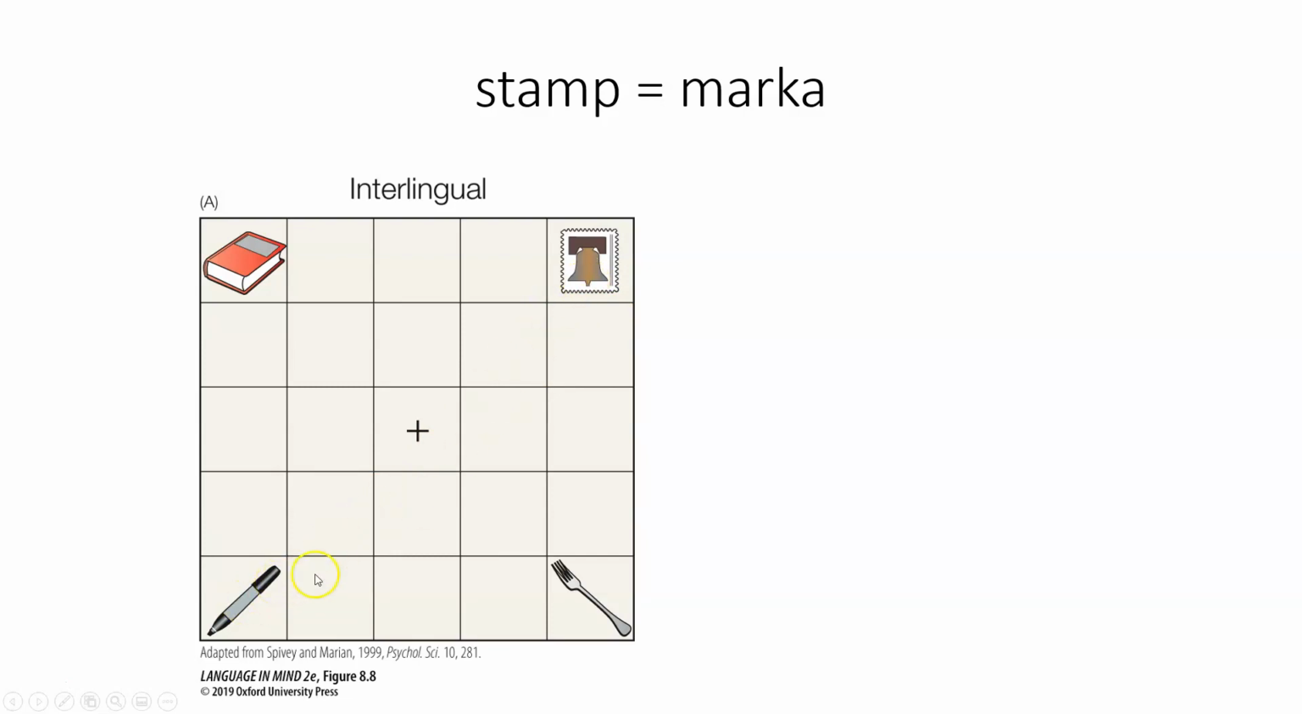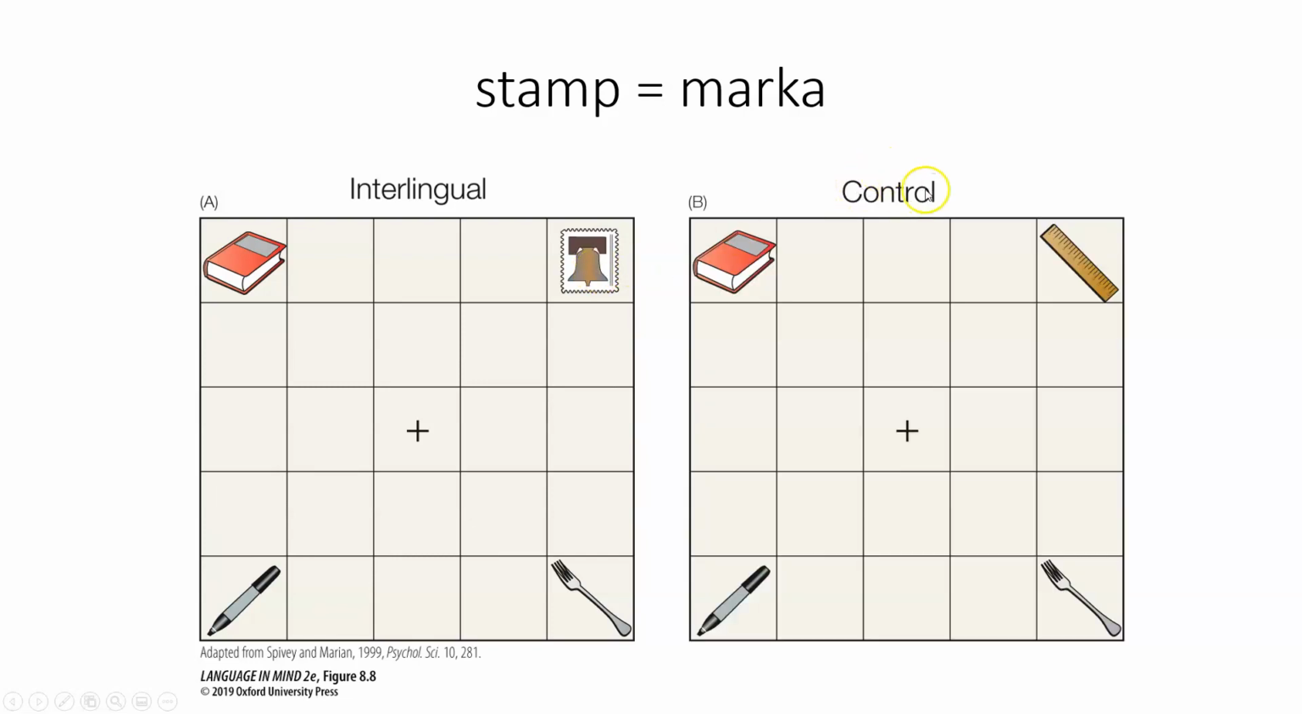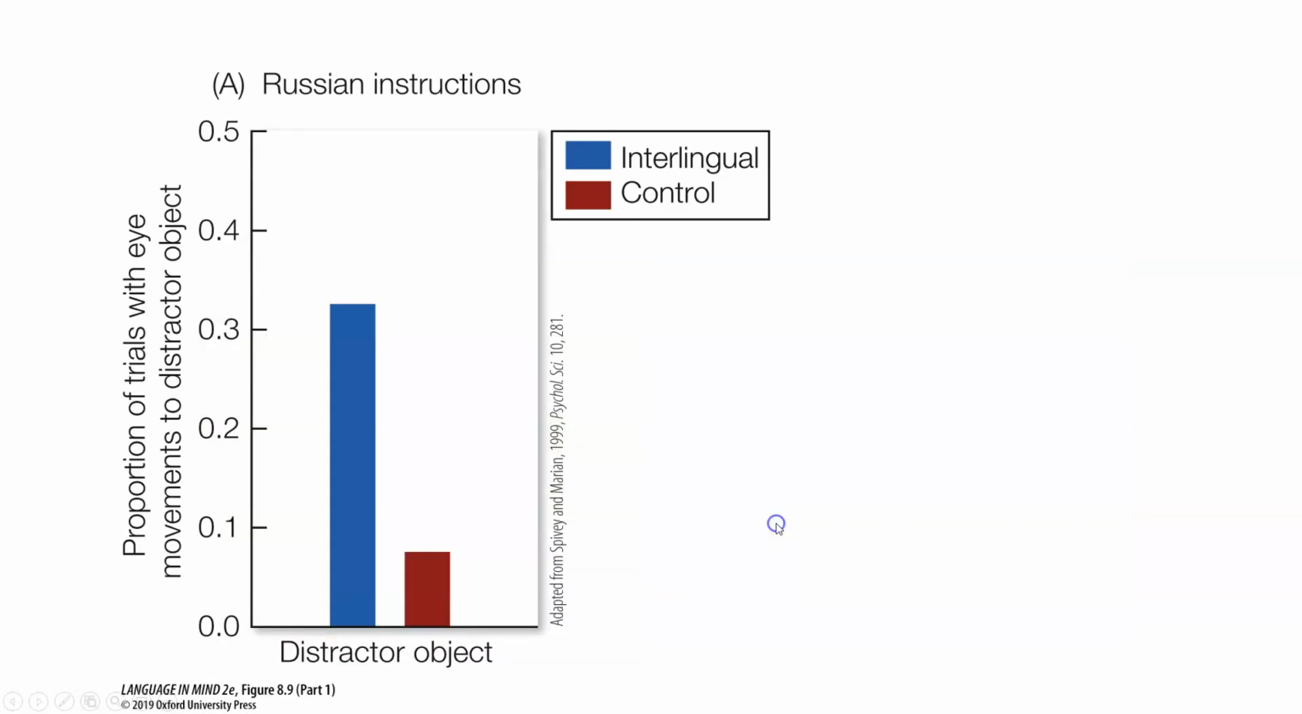The way we know that is because we compared a situation like this, where there was both a marker and a stamp or marka present, with other control conditions where there was only a marker and some other word that wasn't related phonologically, like a ruler, present in the array. When you compare these two conditions, you would expect the interference to occur here, but not here. And that's exactly what we see. When the instructions were given in Russian, and they were told to find the marka, then people ended up in the interlingual condition where there was both the stamp and the marker present.